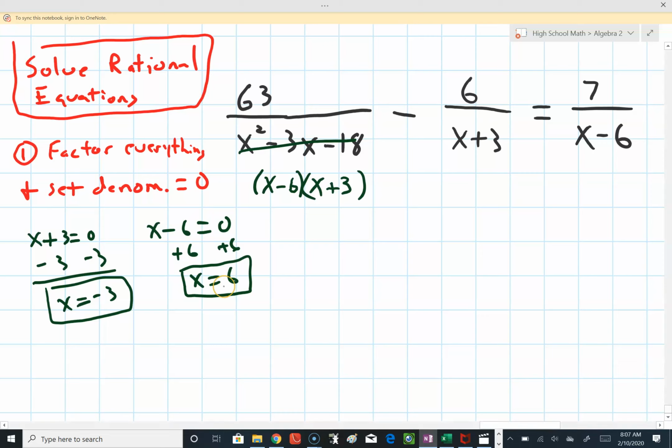These values, they're excluded, and if we did some graphing, they would probably produce those vertical asymptotes. But we're not graphing here, okay? Step 2.